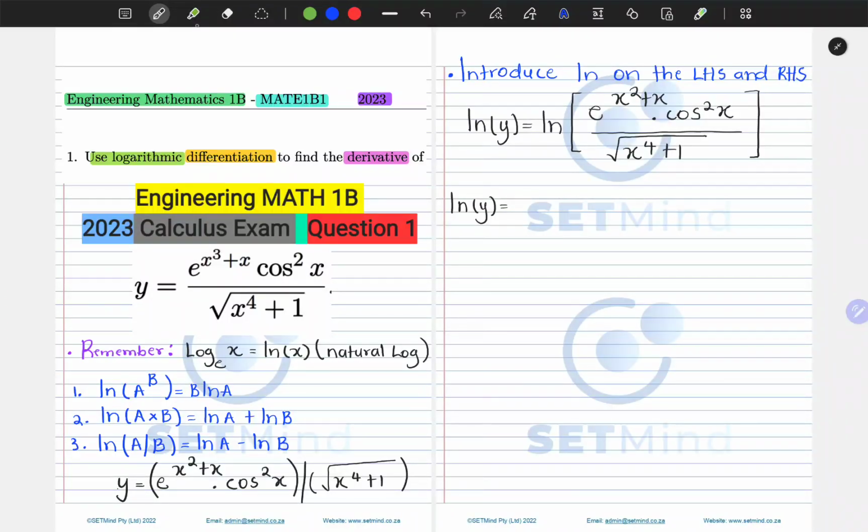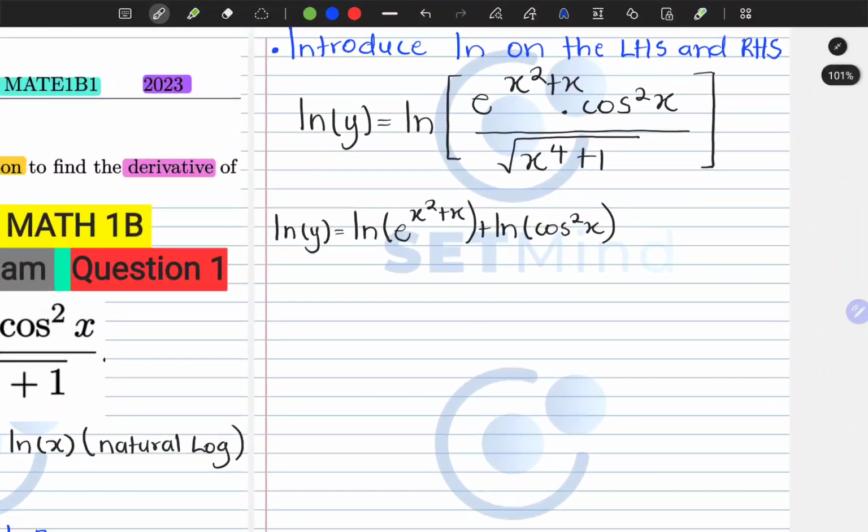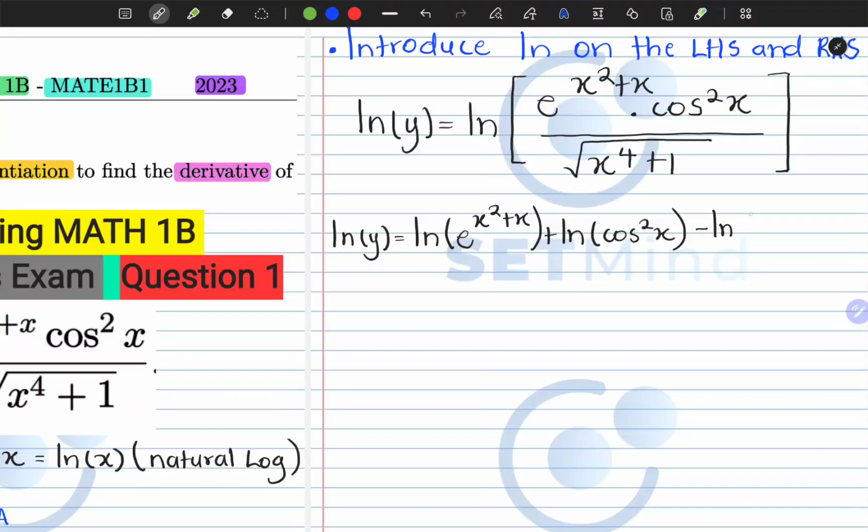If you look at the numerator, what we have is a product of the exponential function and the cosine function. So this means we'll have ln of e to the power of x squared plus x, and then plus ln of cos squared of x. Then we have the denominator, and whenever we have a denominator, we account for it by negative ln of whatever the denominator is. So if we zoom in, you should see that we'll have negative ln of the square root of x to the power 4 plus 1.